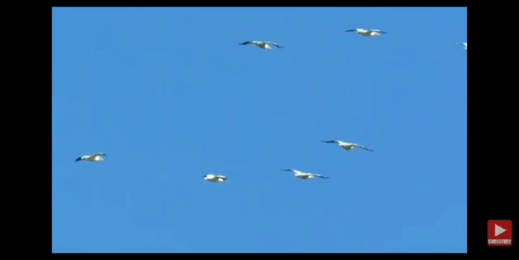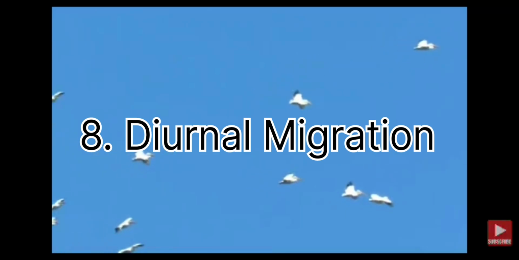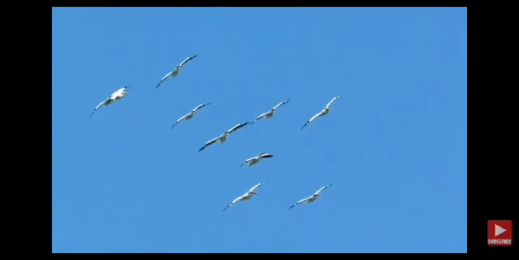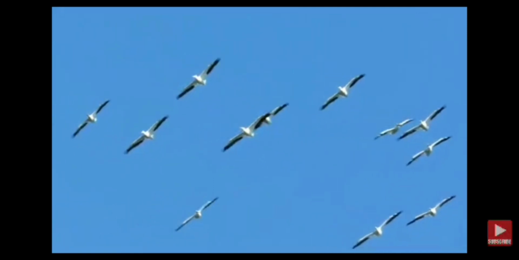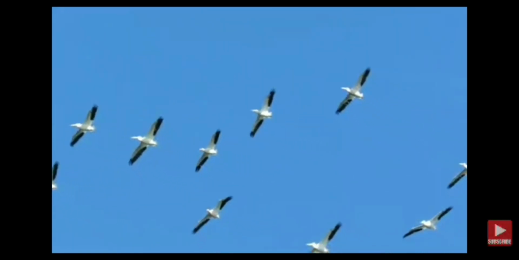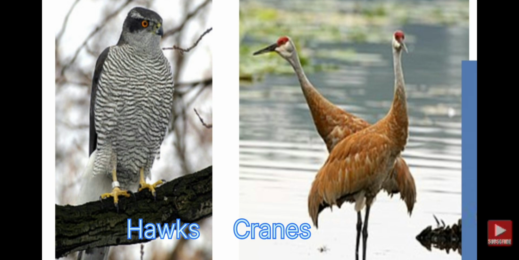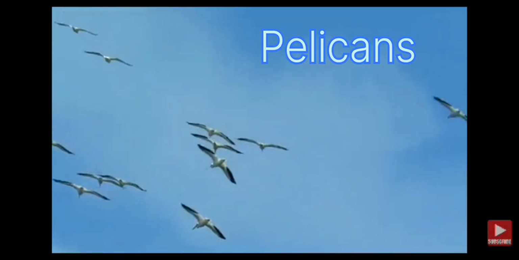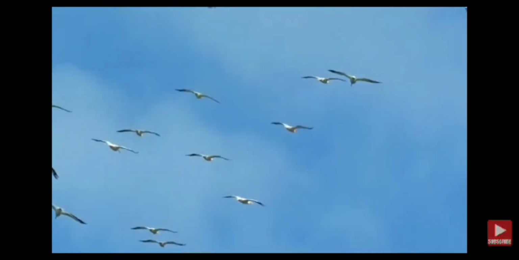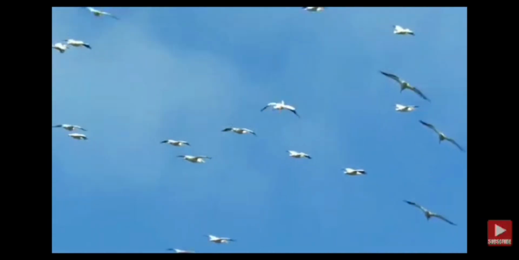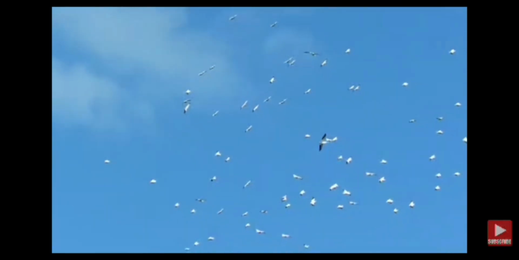The next type of bird migration is diurnal migration. In this type of migration, birds are migrating in the daytime. Many large birds fly in the day. Examples are crows, swallows, hawks, cranes, pelicans, geese. These are migrating during daytime for food. These birds are called diurnal birds and generally migrate in flocks.